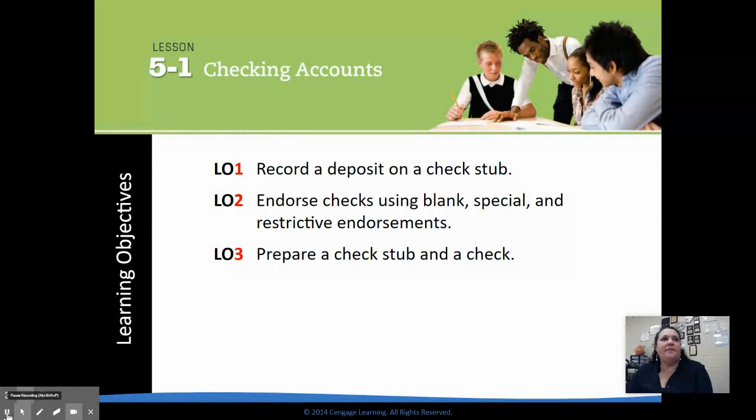So in lesson 5-1, we're going to learn how to record a deposit on a check stub, endorse checks using blank, special, and restrictive endorsements, and prepare a check stub and a check. So while a lot of people do not use checks anymore, it's all done electronically, or you have a printer that prints them out. It's still important you understand how you need to do it just in case.